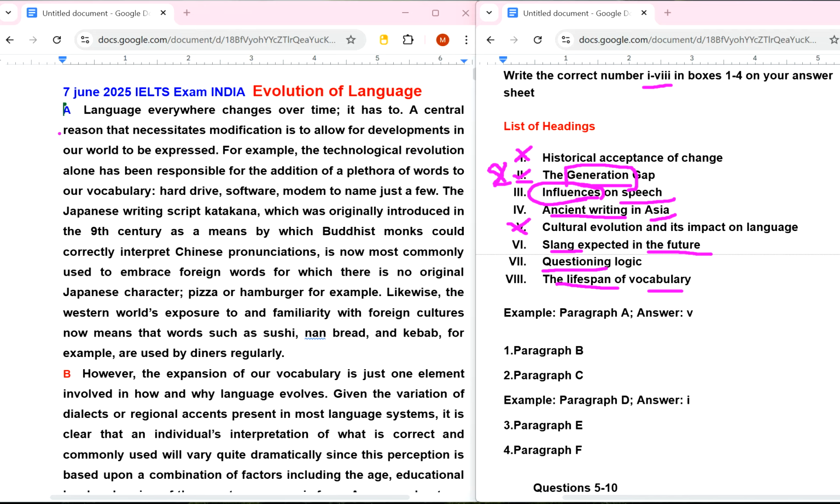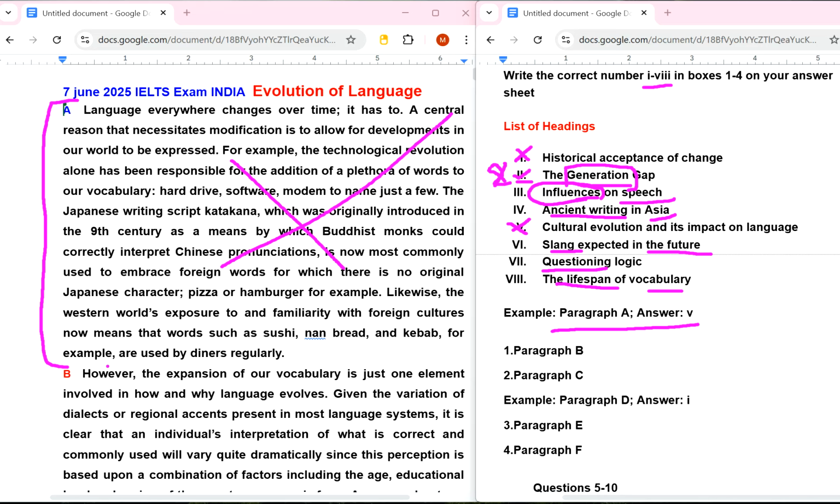Now I will read paragraph by paragraph. If you do not give attention to the instructions, then you will read a paragraph and try to match the heading. Of course, we will not read paragraph A first because they have already given the answer for it.